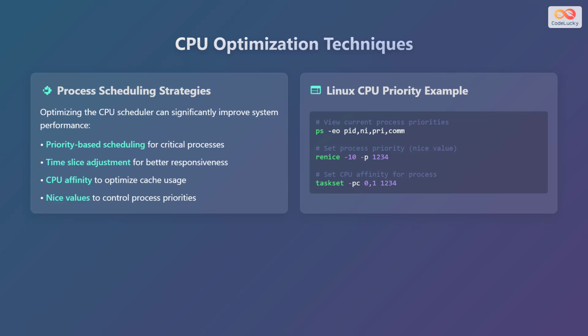As an example, in Linux, to view current process priorities, use the command ps -eo pid,ni,pri,comm. To set process priority, also known as nice value, use the command renice -10 -p process ID. Here, process ID should be replaced with the actual process ID. To set CPU affinity for a process, use the command taskset -pc 0,1 process ID, with the actual process ID. This command assigns the process to cores 0 and 1.